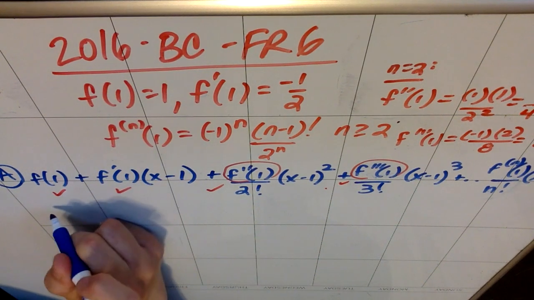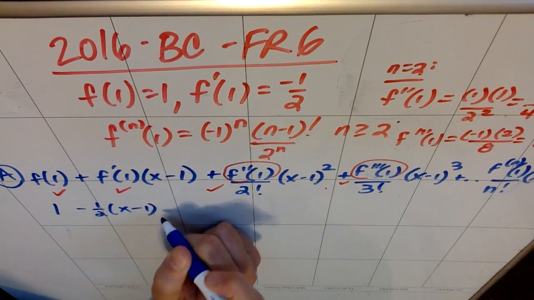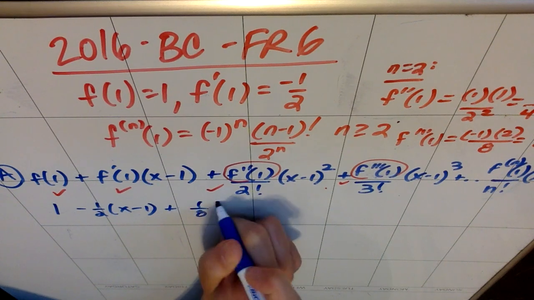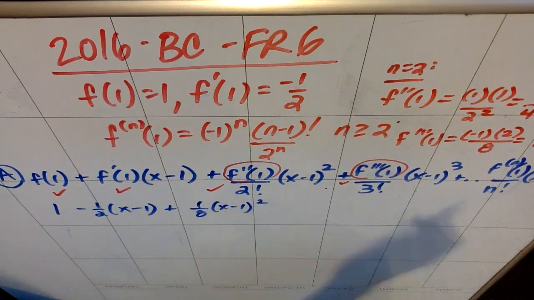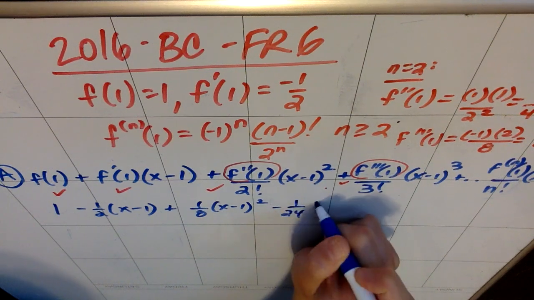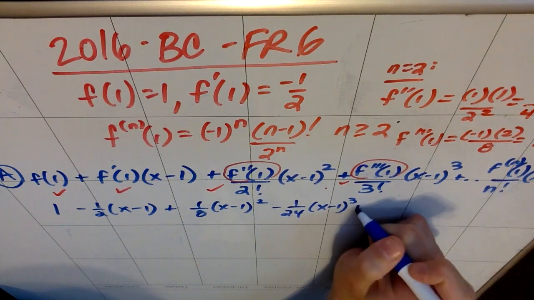So I'm going to get 1 minus 1/2 times the quantity x minus 1, plus 1/4 over 2, which is 1/8, x minus 1 quantity squared, right? A negative 1/4 over 6 would be negative 1/24 x minus 1 to the third. Now that's my first 4 non-zero terms, plus dot dot dot.